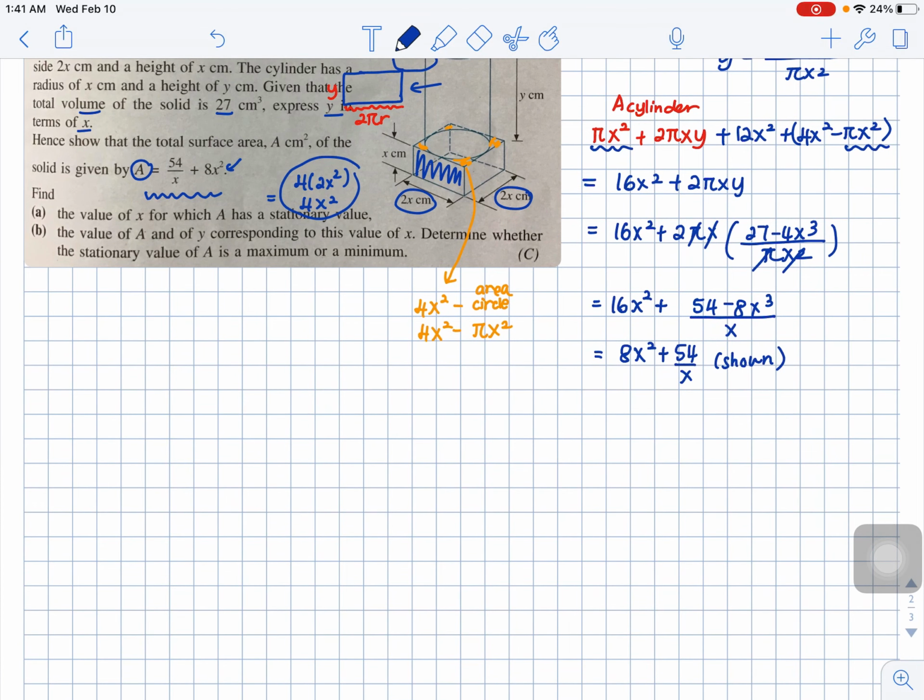Okay, then let's go to the question now. Now they are saying, hey, can you please find the value of x for which A has a stationary value. So the keyword here is stationary value. So what happens at a stationary point? You know the gradient has to be 0. I have my A over here, and A is having the stationary value. So what we're going to do now, we're going to take the A and differentiate with respect to the variable itself, which is x, and it has to be 0.